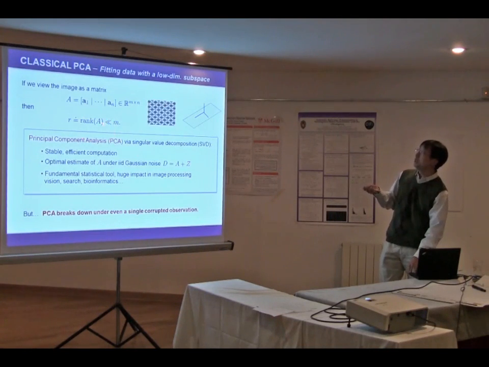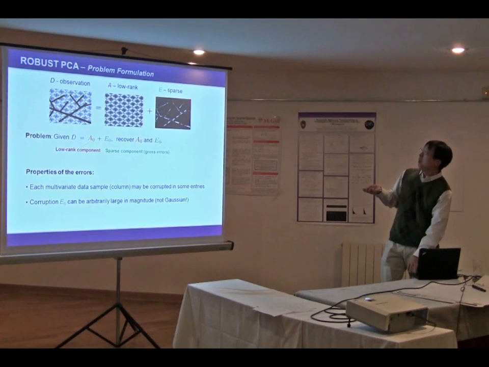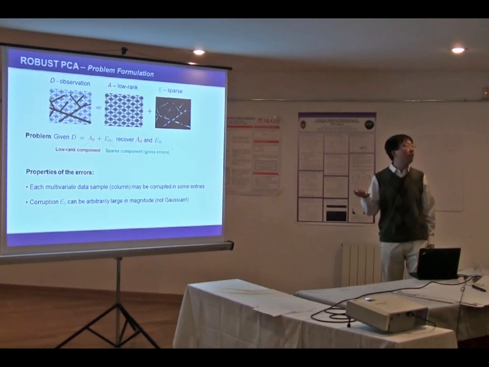So this is traditional PCA, trying to estimate a low rank matrix despite IID Gaussian noise or bounded dense errors. Everybody knows how to do it: singular value decomposition. So the problem, as I said, is that very often you get this kind of problem.